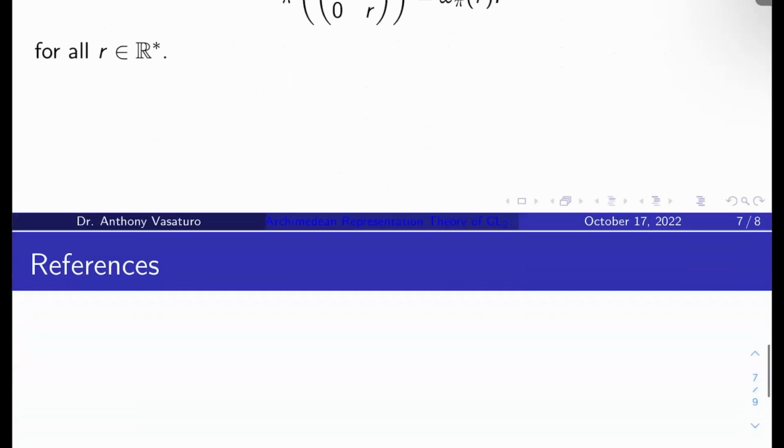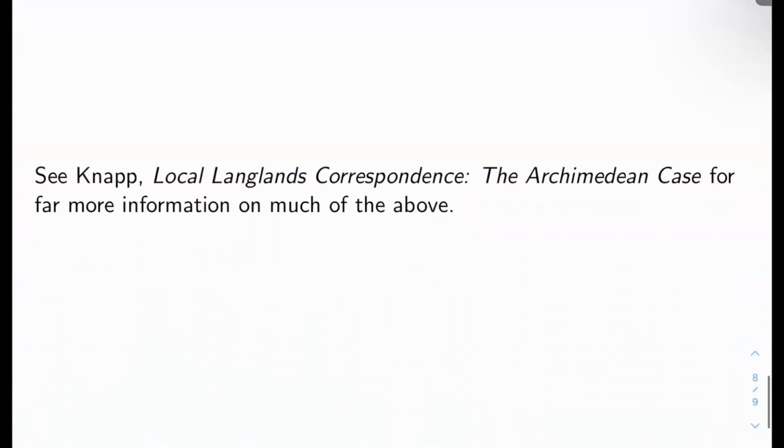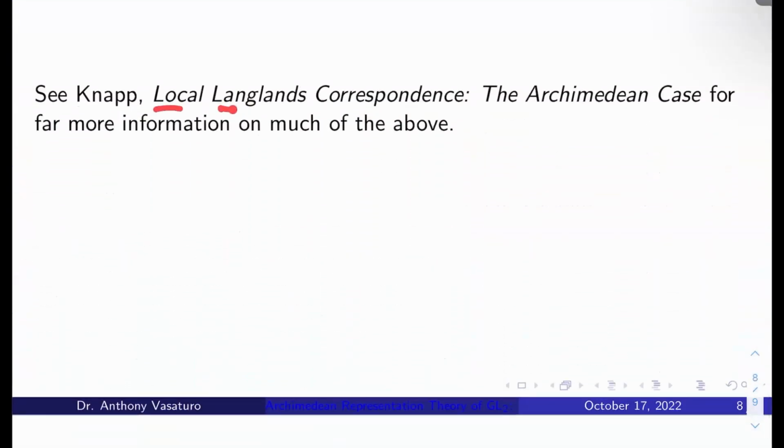I didn't give a lot of references or proofs, but I just in general think you should read Knapp's Local Langlands Correspondence, the Archimedean Case, for far more information and details on the above. It's a great survey. It may not provide details for all the proofs for all of these things, but it will contain further references which do. So this is a great place to start.